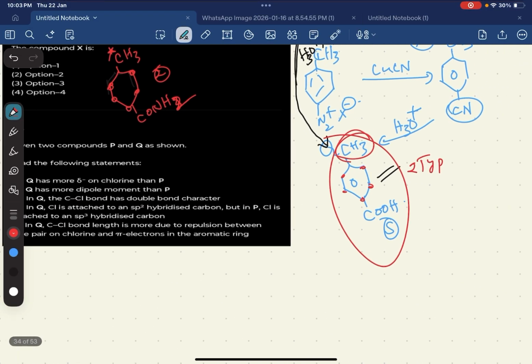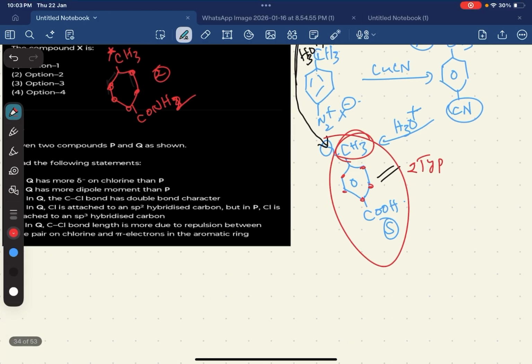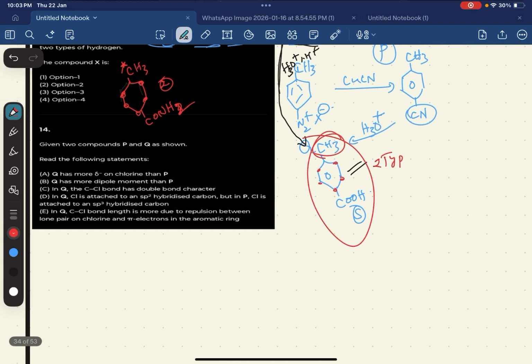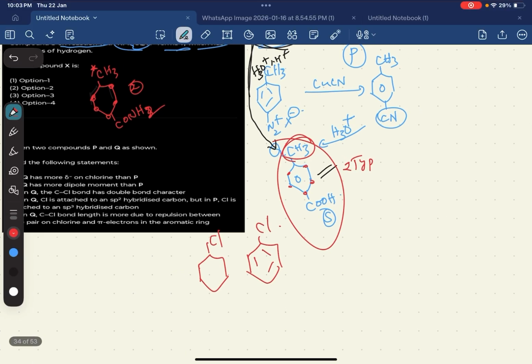Coming to next. Which of the following statements about compounds P and Q shown is correct? So here we have to know the compounds. P is this one, chlorocyclohexane, and this is chlorobenzene. So in this case, where there is partial double bond character, first you can see one by one.